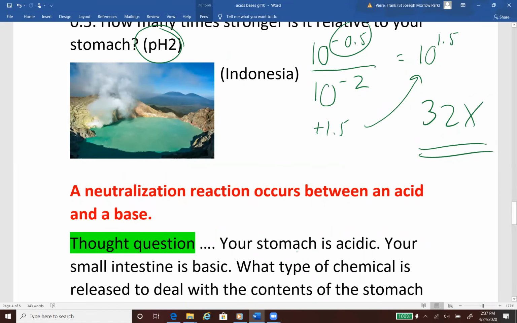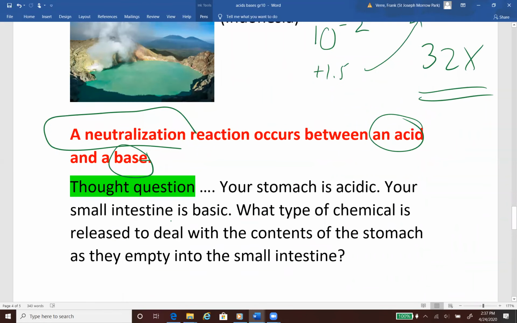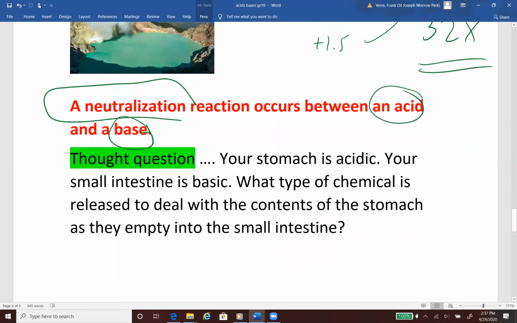We've already talked about neutralization reactions before. We've done a little bit on acids and bases, and we talked about neutralization reactions. If you remember, it was an example of a type of reaction. Just to refresh your memory, we said that your stomach is acidic. What's interesting though is the stomach empties into something called the small intestine, which is actually basic. So the question is, what type of chemical is released to deal with the contents of the stomach as they empty into the small intestine?